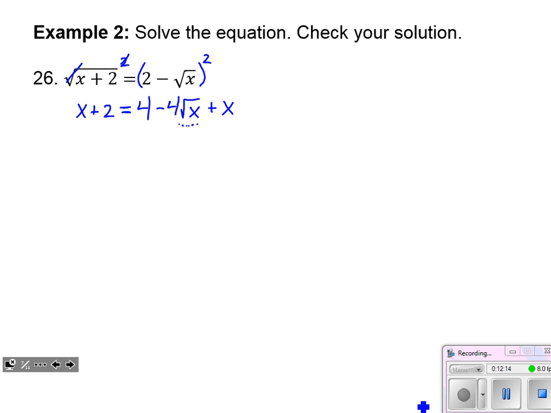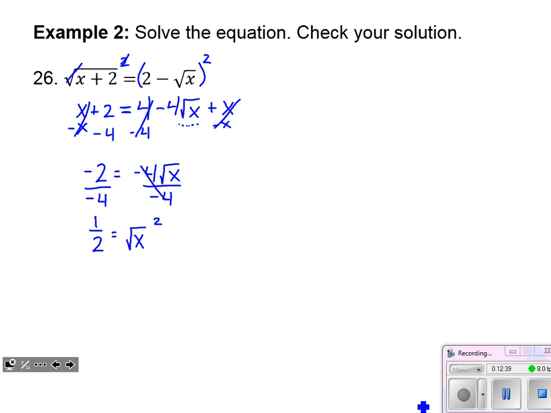Now I want to try and isolate this radical so that I can again square both sides. So I would subtract x from both sides. Oh, that's really nice. The x's, those other x's cancel out. I would subtract 4 from both sides. So negative 2 equals negative 4 root x. Let's divide both sides by negative 4. 1/2 is equal to square root x. Now I can square both sides to solve.